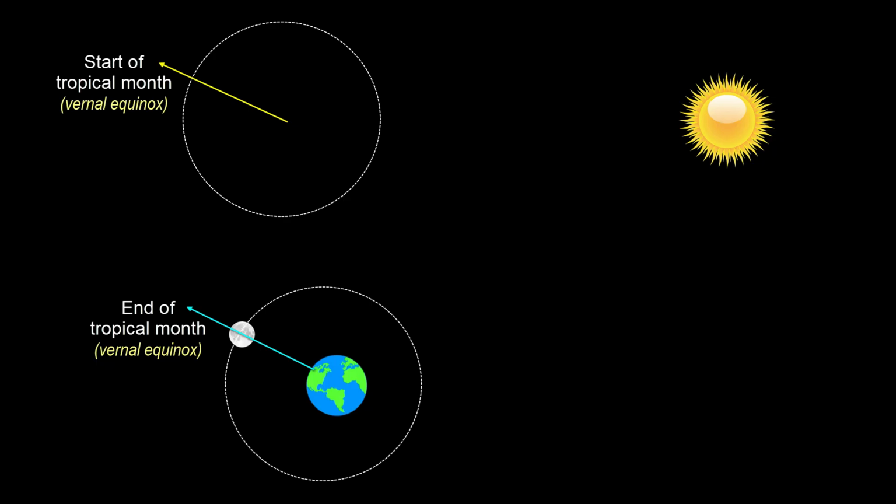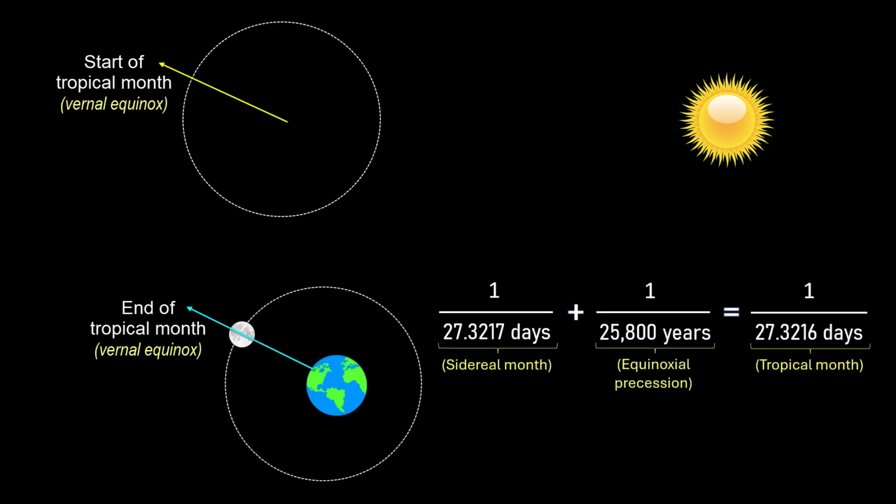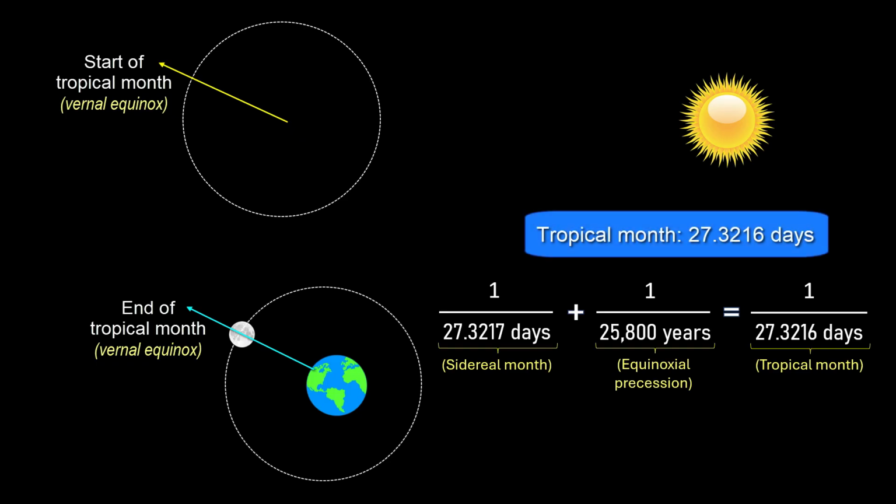We can estimate the length of the tropical month using the following formula. This represents the frequency of the sidereal month. This shows the frequency of the precession of the equinoxes, a cycle that takes roughly 25,800 years to complete. So, by adding both frequencies, we obtain the frequency of the tropical lunar month. By taking the inverse, we get the length of the tropical lunar month.